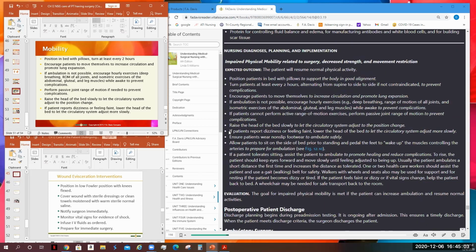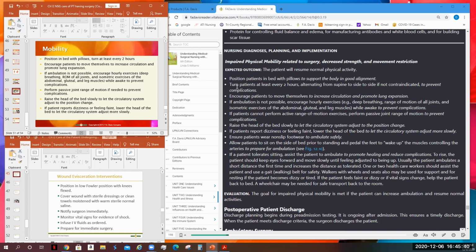Nursing diagnosis, planning, and implementation. Impaired physical mobility related to surgery, decreased strength, and movement restriction. Expected outcome: the patient will resume normal physical activity. Position the patient in bed with pillows to support the body in good alignment. Turn patients at least every 2 hours, alternating from supine to side if not contraindicated, to prevent complications.